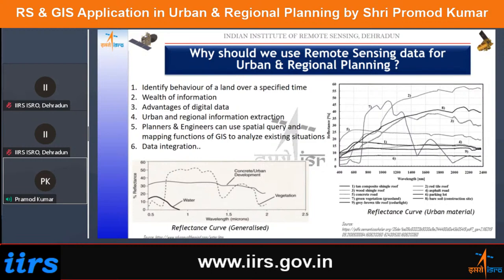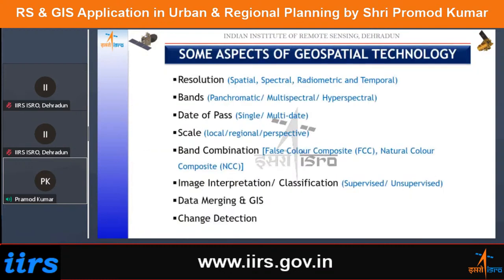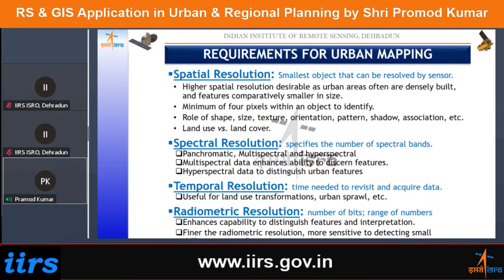Already you are aware of the various resolutions, that is spatial, spectral, temporal, and radiometric. Just to revisit, the spatial resolution is nothing but the smallest object that can be resolved by the sensor. Spectral defines the number of spectral bands. Temporal defines the time required to revisit the same area and acquire the data. And the radiometric resolution governs the number of bands and the range of numbers. Each of these resolutions has a deeper implication for the kind of data you're going to choose, the kind of information you're going to extract, and your purpose.